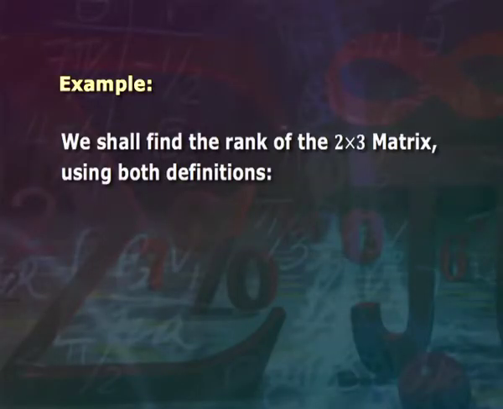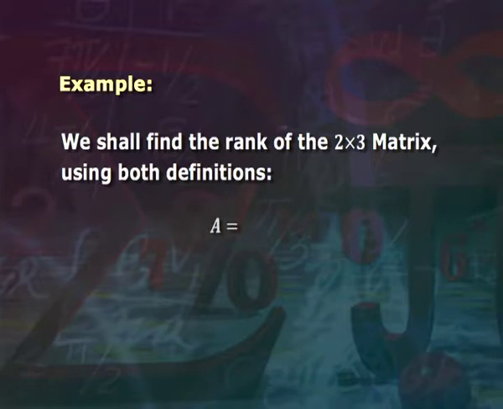The rank of a matrix is the maximum order of a non-vanishing determinant that can be formed out of the given matrix. As both these definitions are equivalent, rank found using any of the definitions will be equal. So, as per our convenience, we can use any definition. Example, we shall find the rank of the 2 by 3 matrix using both definitions.